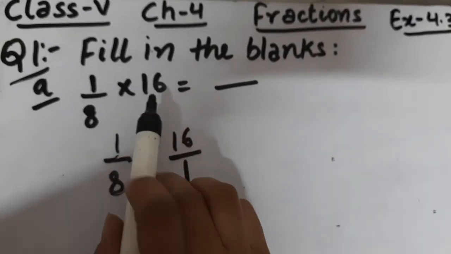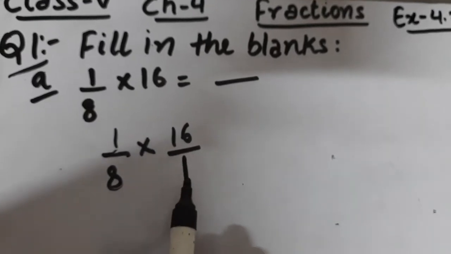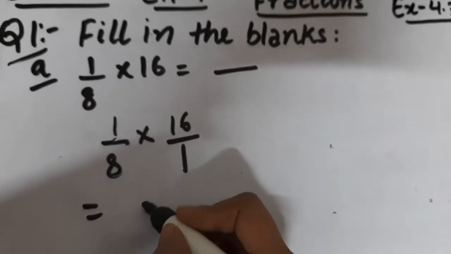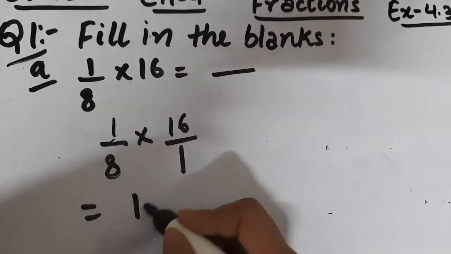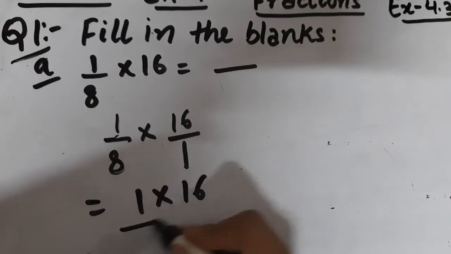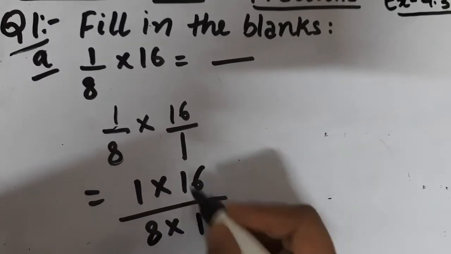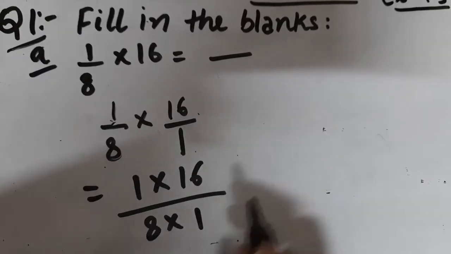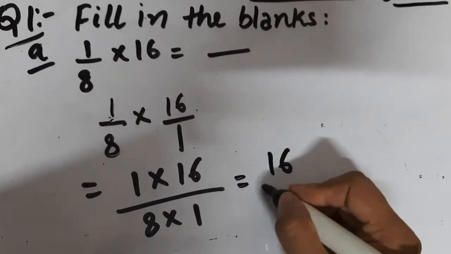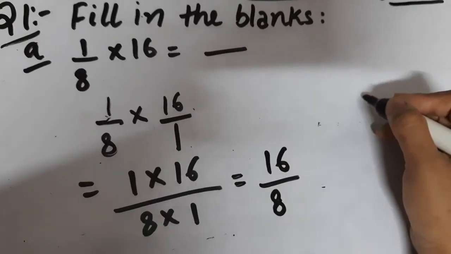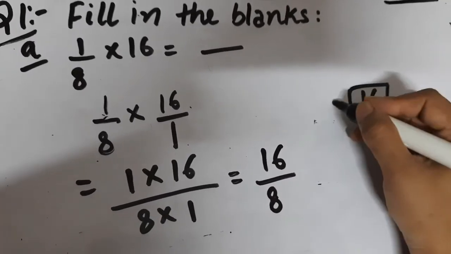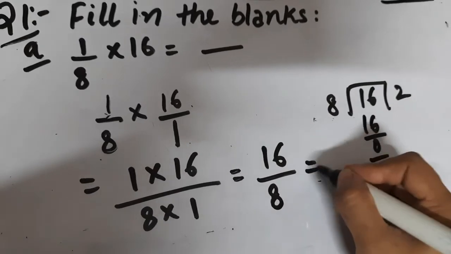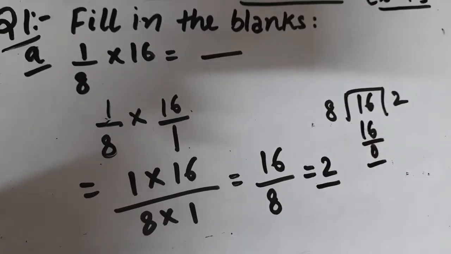Okay, here I have written the whole number as fraction by placing 1 as denominator. Clear? Now what we have to do, we have to multiply the numerators and the denominators. So 1 multiplied by 16 and 8 multiplied by 1. Numerators are 1 and 16 and denominators are 8 and 1, so multiply it. 1 16s are 16 and 8 1s are 8. Now divide 16 by 8. What you will get? 8 2s are 16, so your answer will be 2. Fine, this is A part of question number first.